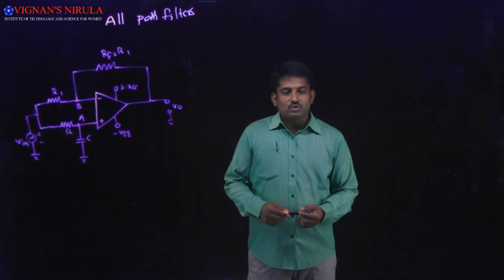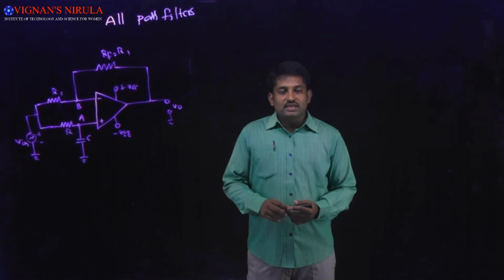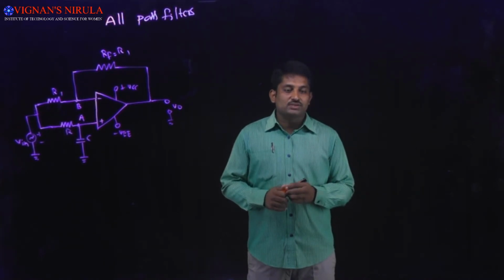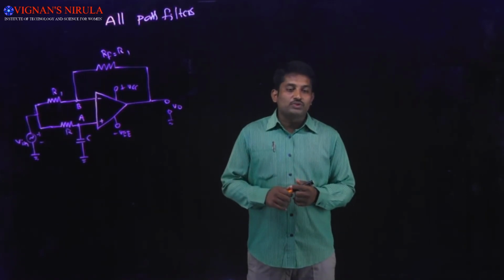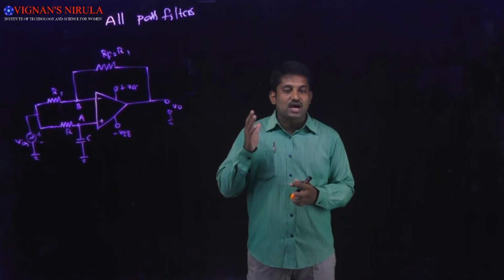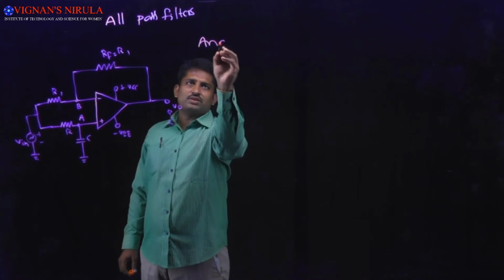For example, when you pass a signal through transmission lines, there will be a phase shift generated between the input and output signals. To compensate that phase shift, we add all pass filters in the transmission lines. That's why we call all pass filters phase correctors, and also delay equalizers. Analysis of the circuit.